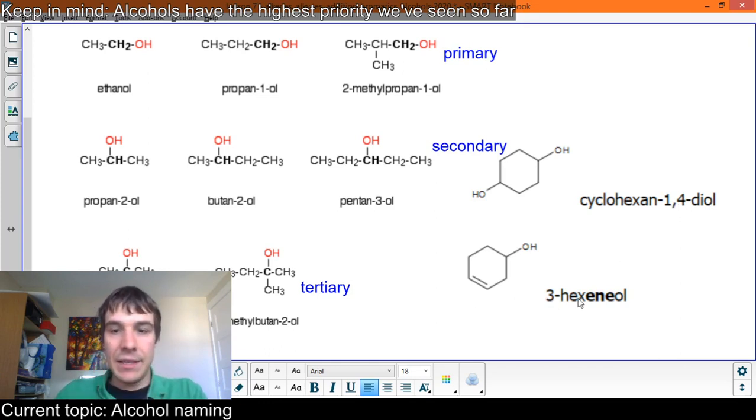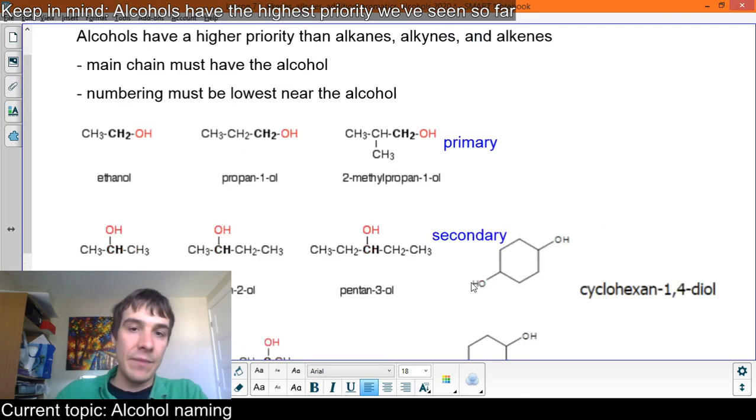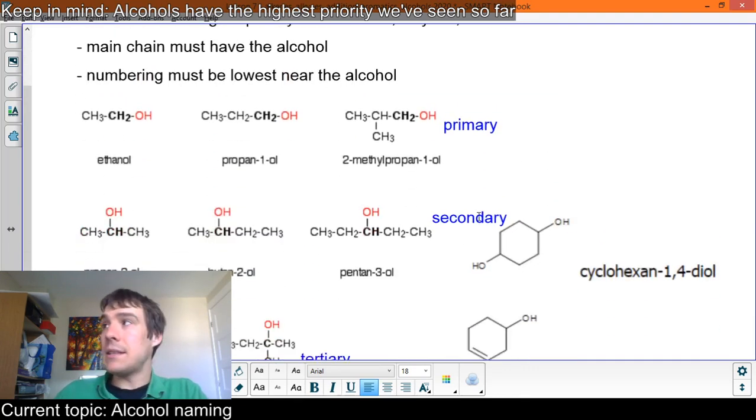And this one here is 3-hexenol. So you can add the ene. Sometimes the e here is taken away as well. Let's talk about numbering here. This is 3-hexenol. That's because alcohol takes priority, so the ol automatically becomes number 1. So all we need is that 3 to show that this double bond is on 3. 1, 2, 3. So it's 3-hexenol. Yeah, so that's alcohol naming.